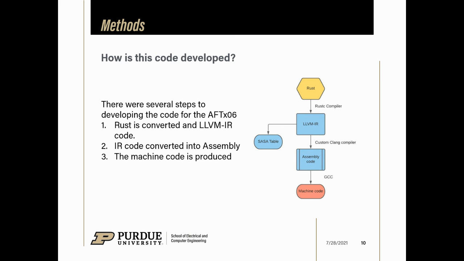So how we develop this code, or how we integrate it into the LLVM system, is that we start with Rust code and compile it through a rustc compiler to produce LLVM-IR. This LLVM-IR is then run through the Clang compiler with flags to indicate to run it through specific sparsity-based optimizations, or the passes. This will produce a SASA table and assembly code. The assembly code is then compiled through GCC into machine code.